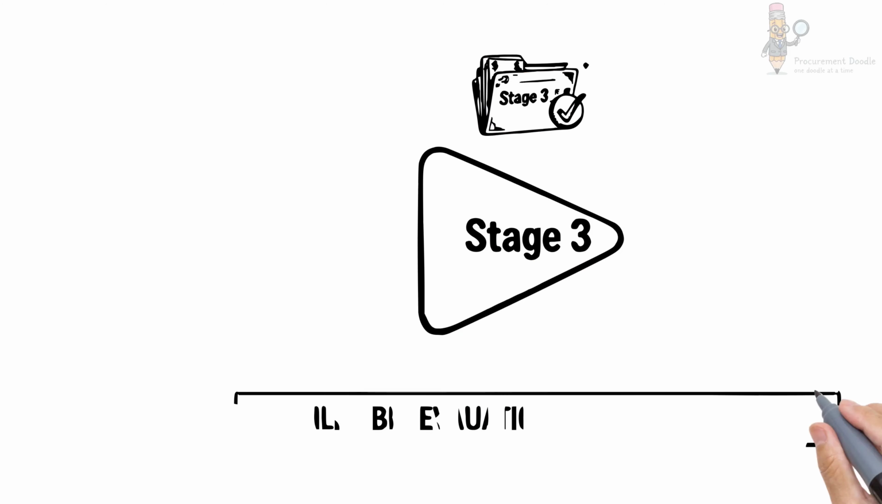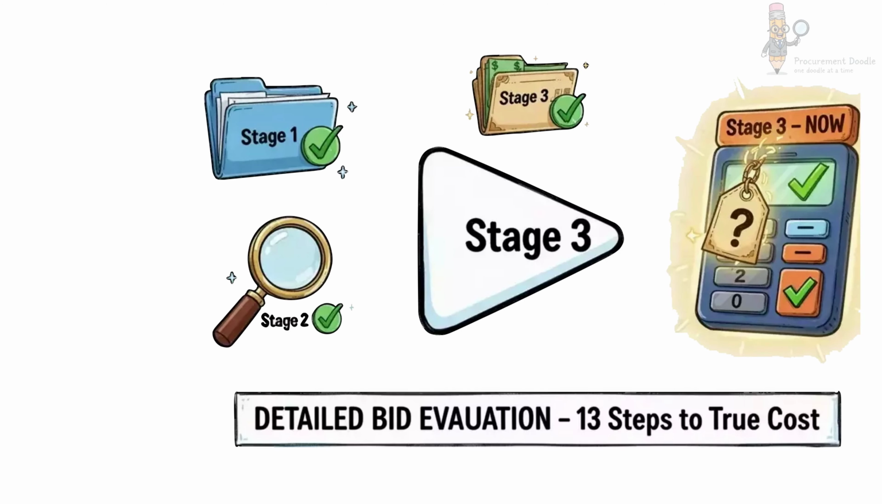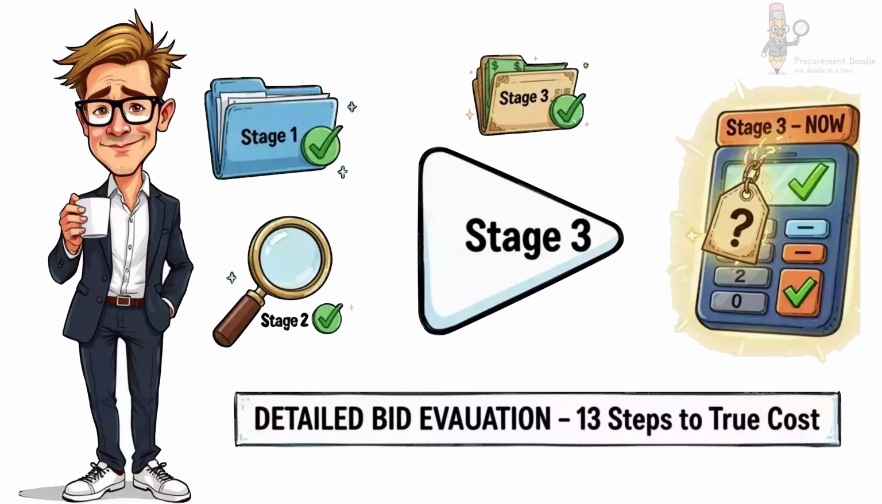We've learned how to collect data in Stage 1 and screen non-responsive bids in Stage 2. Today, we dive into Stage 3, the detailed bid evaluation. We'll walk through the 13 sequential steps that turn substantially responsive offers into a ranked list of evaluated costs. Let's go beyond the quoted price and find the true evaluated cost.